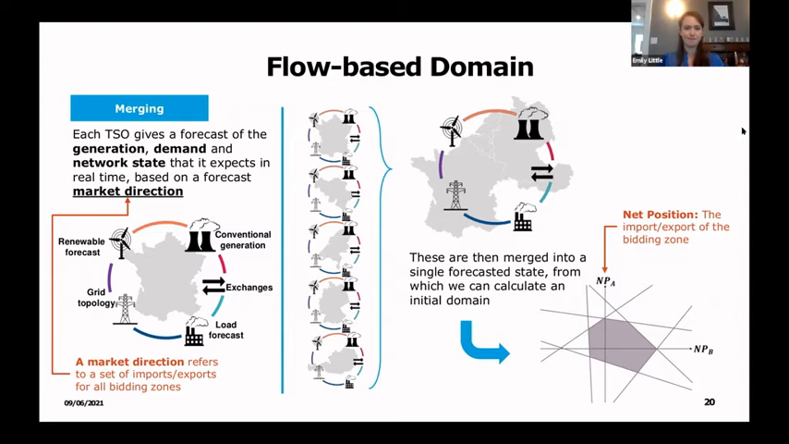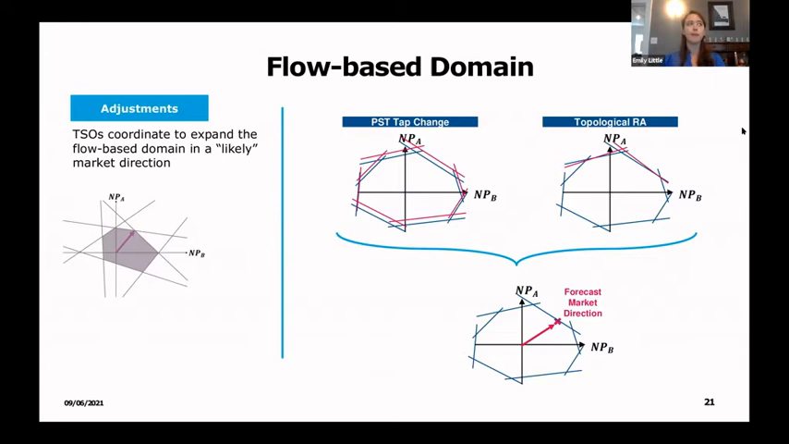In the adjustment stage, there are a few different things taken into account. For one thing, the long-term markets come into play here, and the flow-based domain would be adjusted for any prior nominated flows. And there's also a phase of remedial action optimization that occurs. So here I've depicted how a phase shifting transformer tap change would affect the domain and how a topological switch would also affect the domain. So this would be, again, switching a line in and out of service or changing the topology some way.